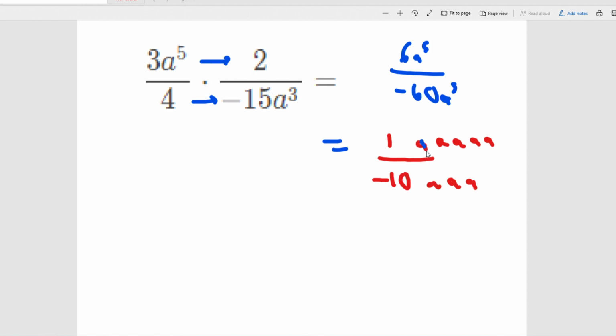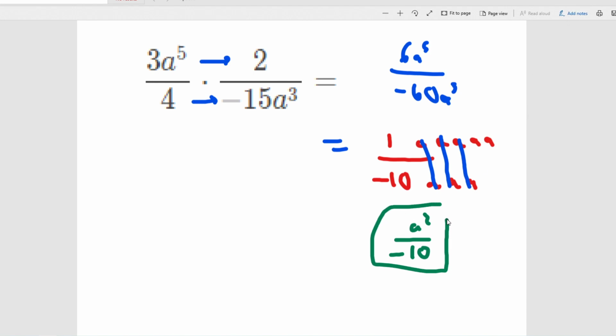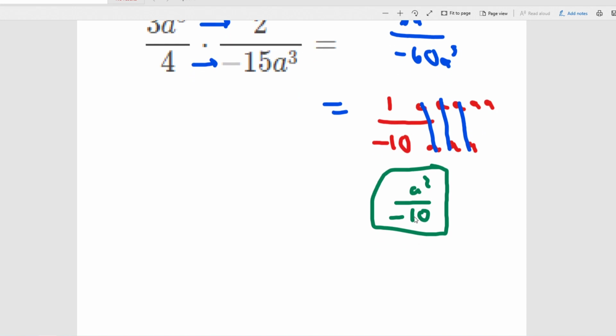And that can effectively cancel. I don't like the word canceling, but dividing to 1 means it just multiplies to what we have and stays the same. So anything that divides to 1 will basically disappear. So what we got left is 1a squared over negative 10. Or you could just write a squared over negative 10. You don't actually have to write that one. That is our result. Seems easy, maybe not so bad.